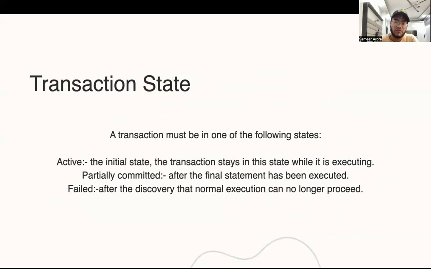Okay, so let's move forward to transaction states, which is the major topic for today. There are a total of four states, the first of which is the active state, the initial state. The transaction stays in this state while it is executing. The next state is partially committed, after the final statement has been executed. The failed state, after the discovery that normal execution can no longer proceed.